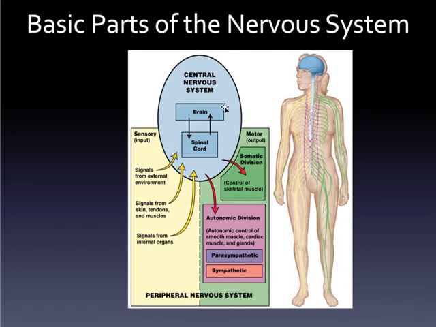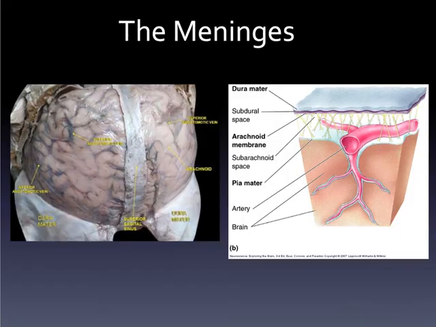Now, a convenient way to see that the central nervous system is all one structure is to realize that the meninges completely surround the entire central nervous system. The meninges are a set of coverings that protect and suspend the central nervous system.